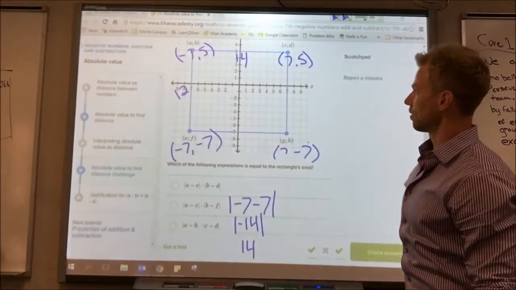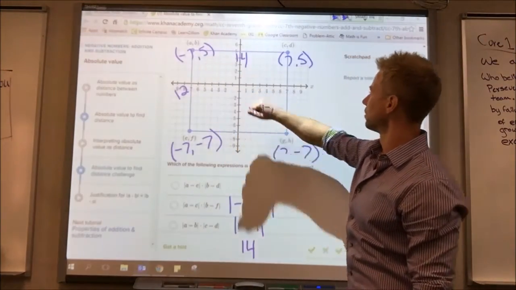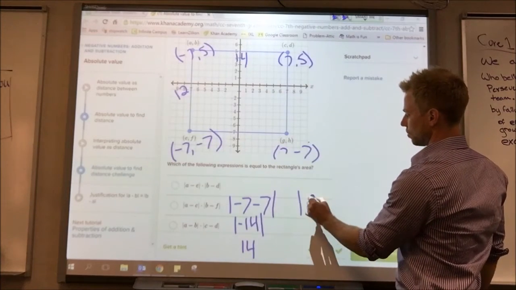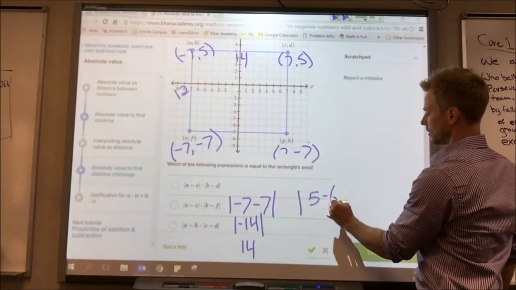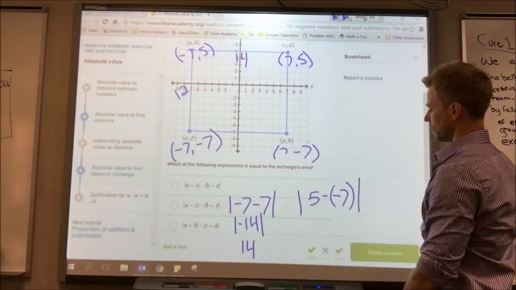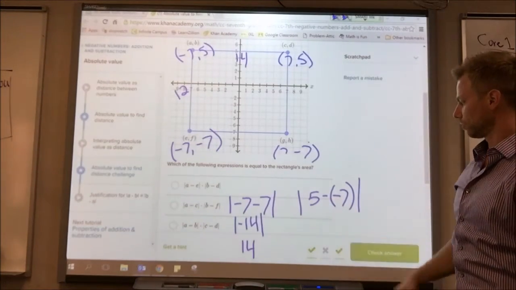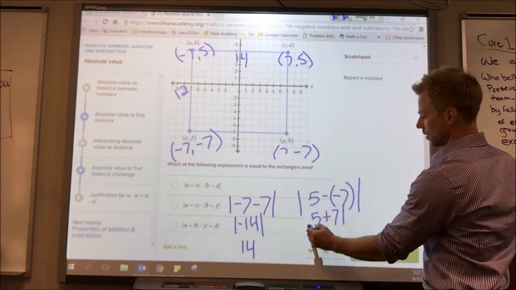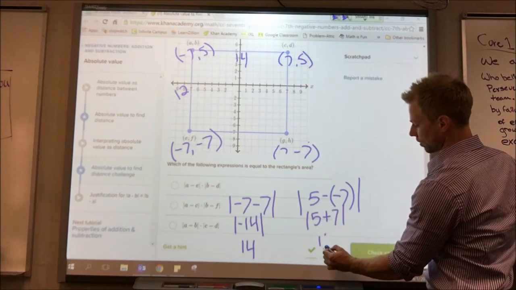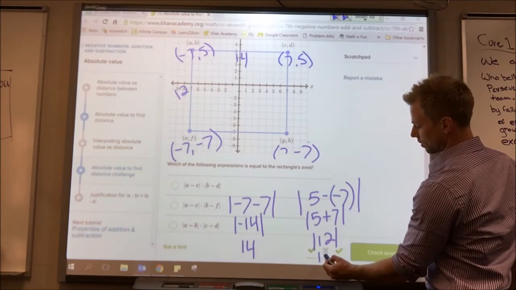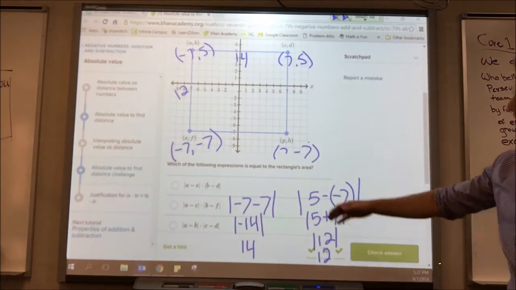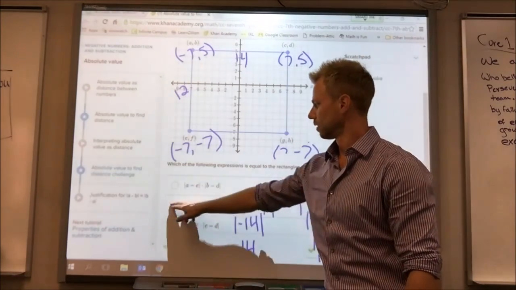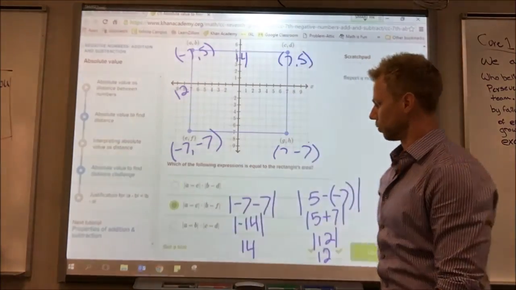So B minus F. B is 5. F is negative 7. So we have the absolute value of 5 minus negative 7. Two negatives next to each other makes a positive 7, so that becomes 5 plus 7. Absolute value, 5 plus 7 is 12. So that gave us our two side lengths. So we know that one will work.